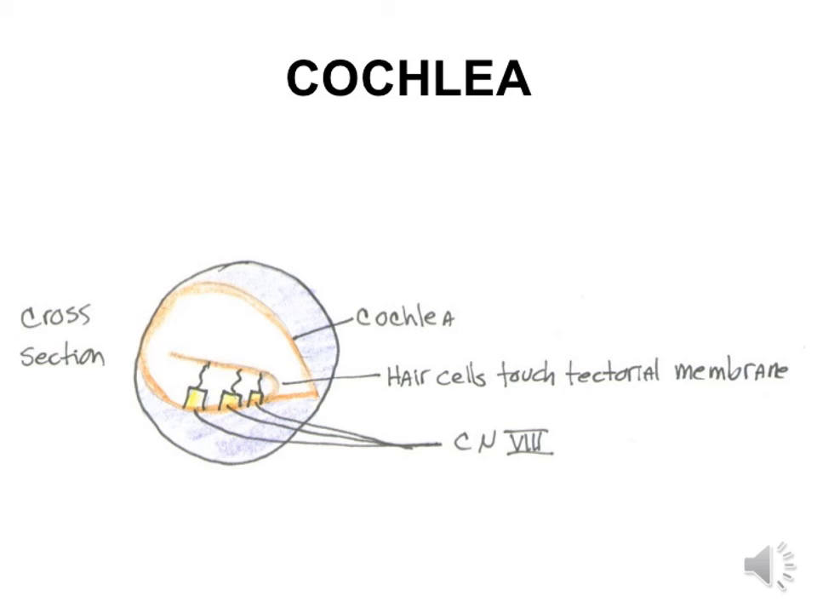Second is the cochlea in cross section, where we can see the hair cells touch the lateral membrane and the eighth cranial nerve, the auditory nerve, for the formation of the hearing signal.